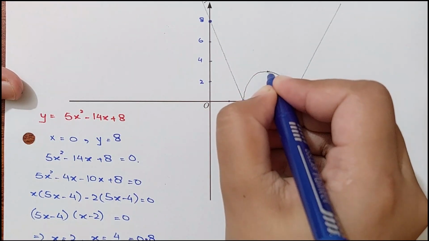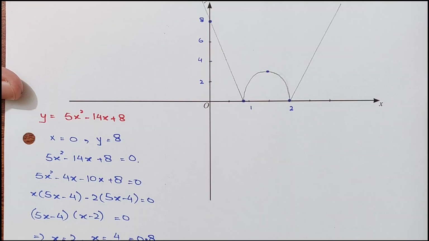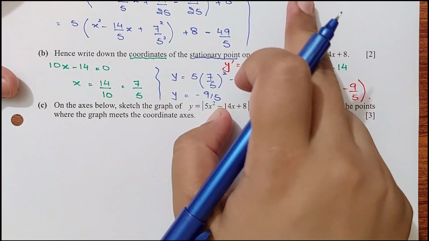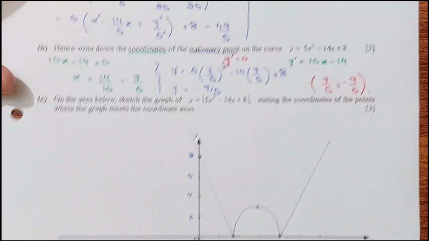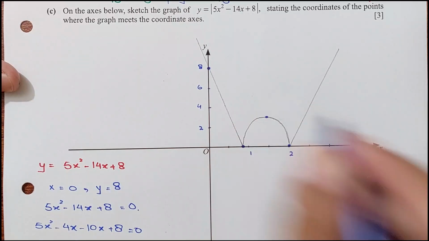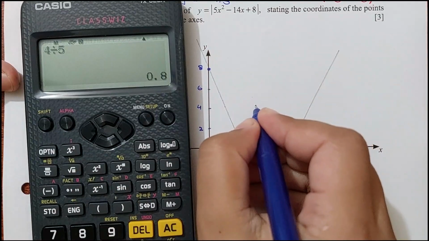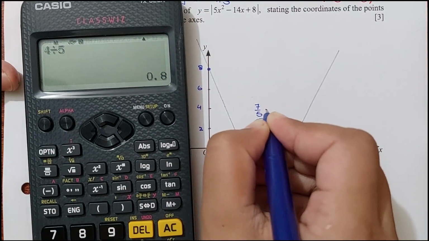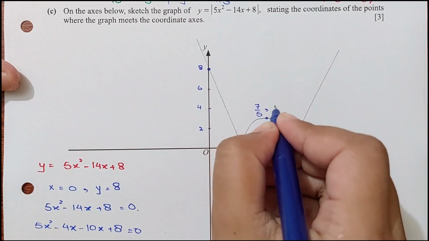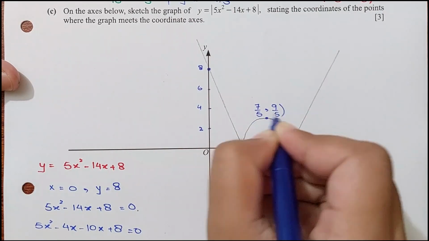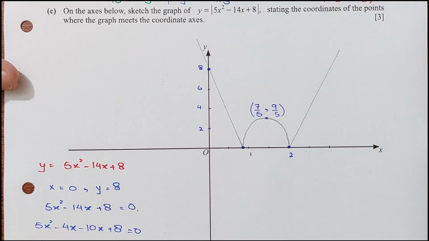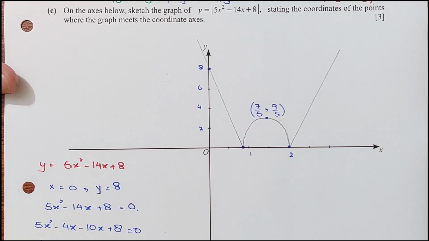So this is a vertex, the stationary point or the turning point of the curve, which is 7 by 5 and positive 9 by 5. This is a vertex, right? Okay, so we have to write down the range of values of k when the equation has 4 distinct roots.